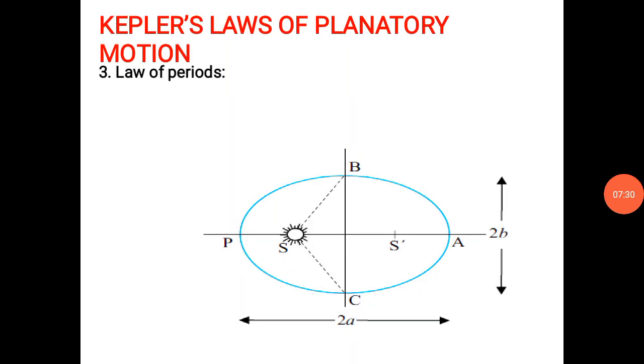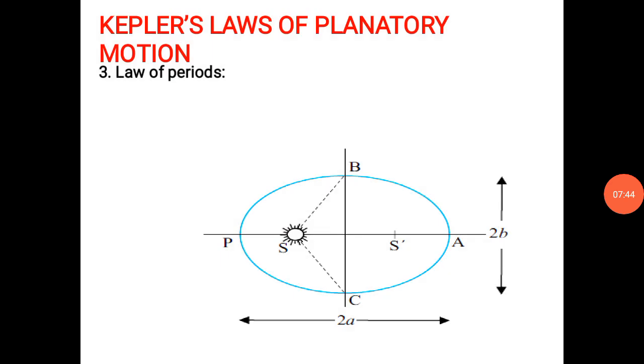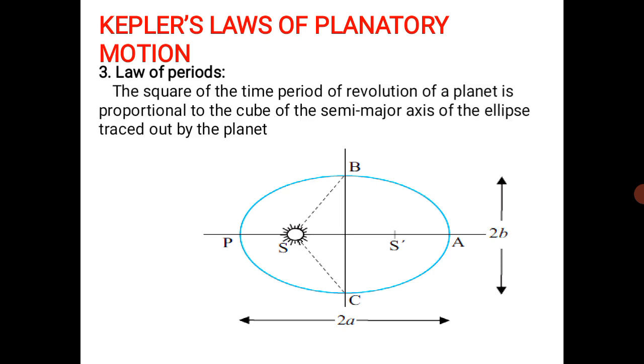the third law. That one is the law of periods. Period means time taken to complete one rotation. Okay, so the law of periods, we have already discussed. Here 2a is the major axis, 2b is the minor axis. So a is the semi-major axis. Semi-major axis means half of the major axis.